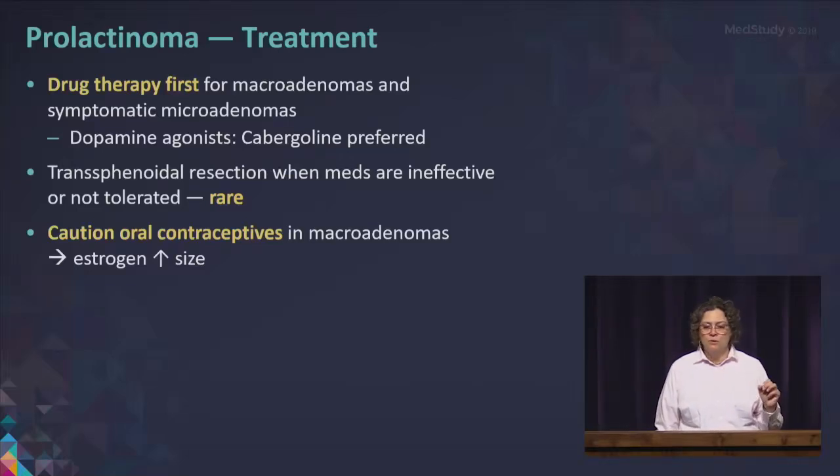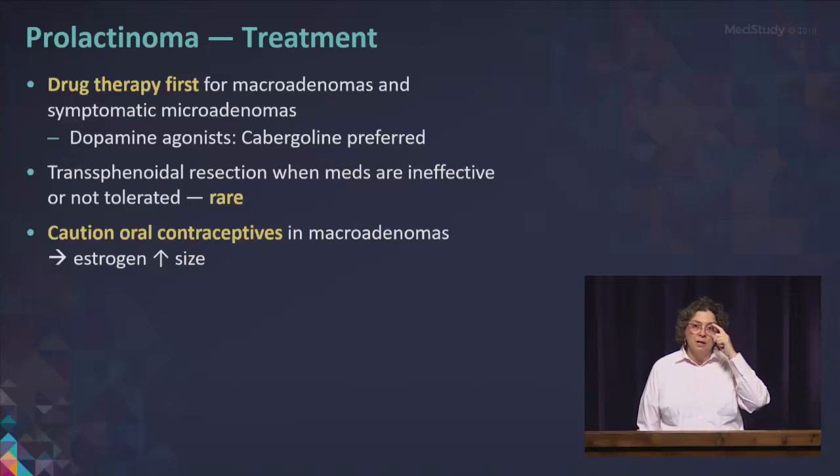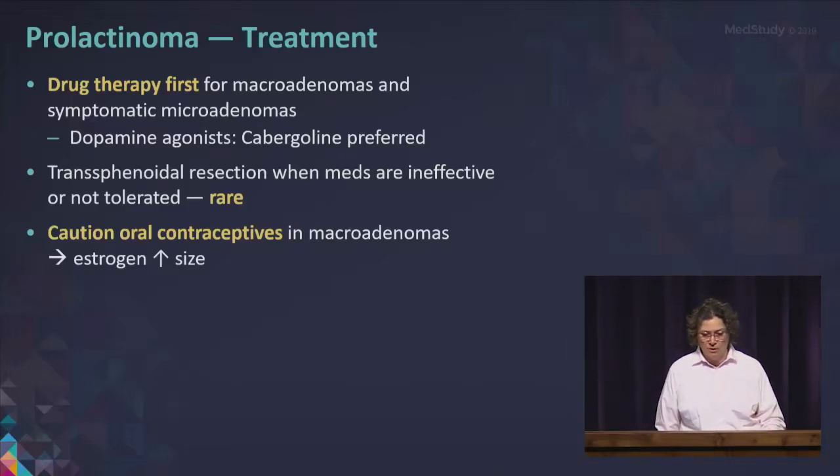It is rare that we would do surgery. We would do surgery when medications are not effective. And again, this would be a little bit of a red flag for us because generally they should be exquisitely sensitive. The more common scenario for surgery is when people don't tolerate the dopamine agonist therapy. It can cause nausea, it can cause orthostatic hypotension. Sometimes people just don't do well with medical management. If you do have a prolactinoma, you do want to be cautious of using estrogen therapy because it can increase the size. So prolactinomas can get larger during pregnancy, they can get larger when you start birth control or postmenopausal estrogen therapy.